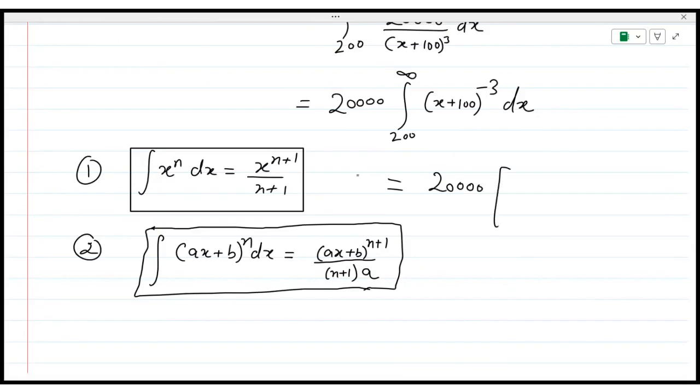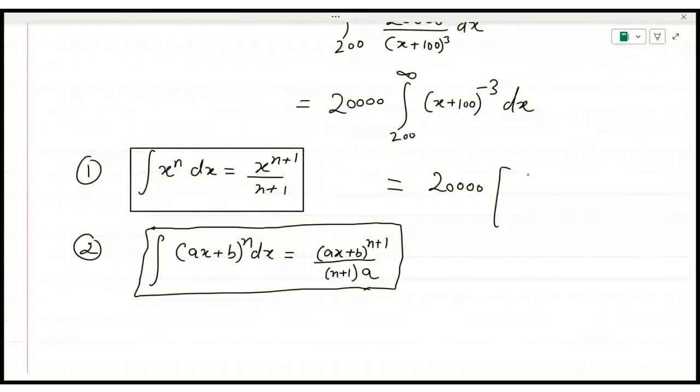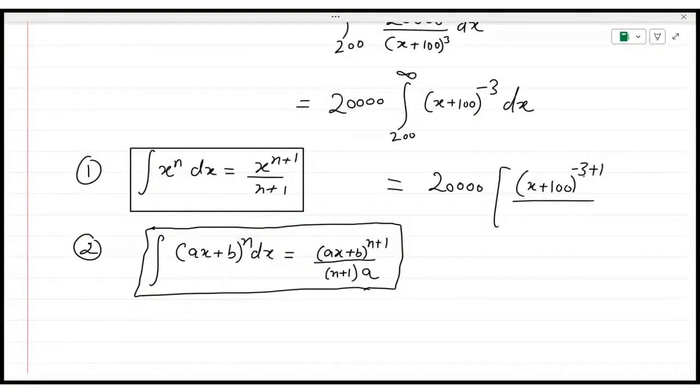Now this is (x plus 100) power minus 3. So how do we do the integral? We will increase the power. Increase the power means, for minus 3, add 1 to the power and divide by this new power, minus 3 plus 1. Also we have to divide by the coefficient of x. You can see in the formula the coefficient of x is a and we are dividing by a. So here what is the coefficient of x? The coefficient of x is 1. So we have to divide by 1. If you divide by 1 you get the same thing, so no need to write.